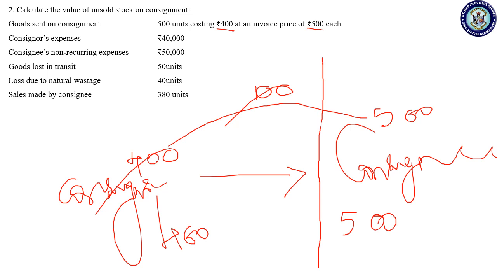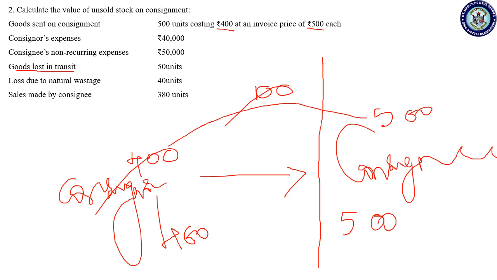Now in which calculation is the 400 used? Only one calculation. The 400 can be used in only one calculation, that is the calculation of abnormal loss, and the loss if it is incurred before reaching the consignee. You see here, goods lost in transit. Now what is transit? Transit means goods still moving. It didn't reach the consignee, it is still moving. It may be the roadways or the waterways or the airways, any mode of transportation. If it is still moving and has not reached the consignee, that is transit.